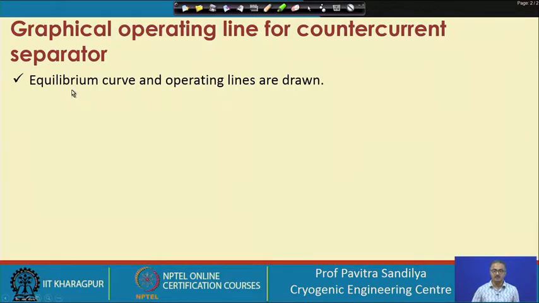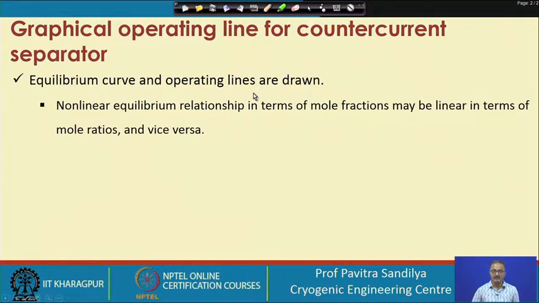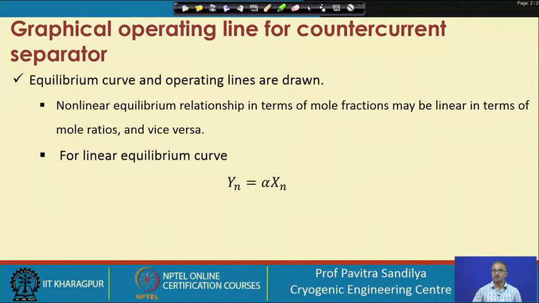Now, we need both the equilibrium curve and the operating lines. We understand that the equilibrium relationship may be nonlinear in terms of mole fraction, but when we represent it in terms of mole ratios, that may come out as linear. Similarly, if the equilibrium relationship in terms of mole fraction is linear, in terms of mole ratios it may turn out to be nonlinear. Now, let us assume for the time being that we have a linear equilibrium curve, without loss of generality.